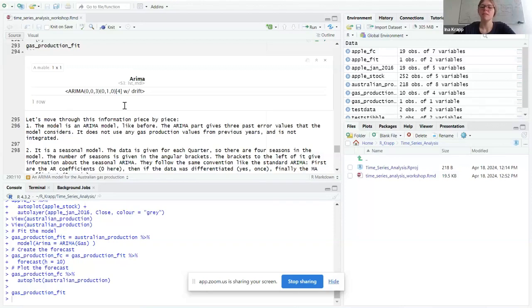This seasonal part also could have autoregressive components. Again, it doesn't have any here. It has an integration. So instead of ordinary integration, we now have seasonal integration here.